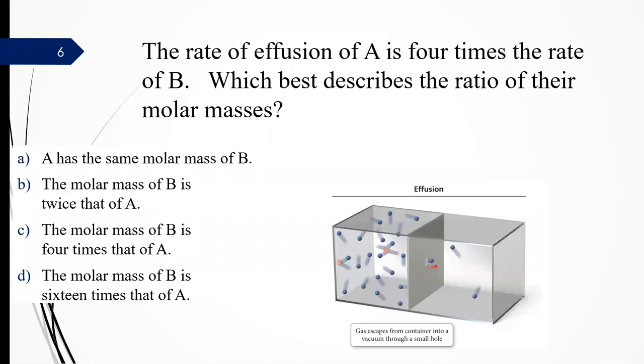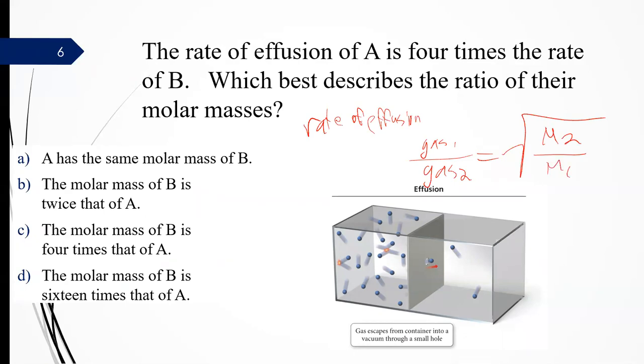The rate of effusion of A is 4 times the rate of B. Which best describes the ratio of their molar masses? So remember that the rate of effusion comes down to gas 1's rate over gas 2, right? So that ratio is the square root of the molar mass of 2 divided by the molar mass of 1. And so the idea behind it is that our second gas, if it's heavier, it's going to have a higher molar mass, so that should go on top. Whatever is lighter should have the faster rate. And so that's why they're inversely related.